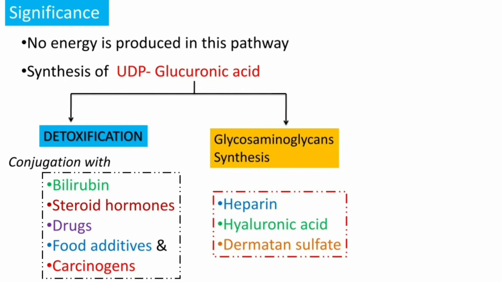These toxic compounds are detoxified and converted into more water soluble forms by the most important mechanism, conjugation. Among the conjugating molecules, glucuronic acid is the predominant one. So in this way, it participates in detoxification reactions by conjugation. Coming to the next function, it is involved in the synthesis of glycosaminoglycans like heparin, hyaluronic acid, and dermatan sulfate.